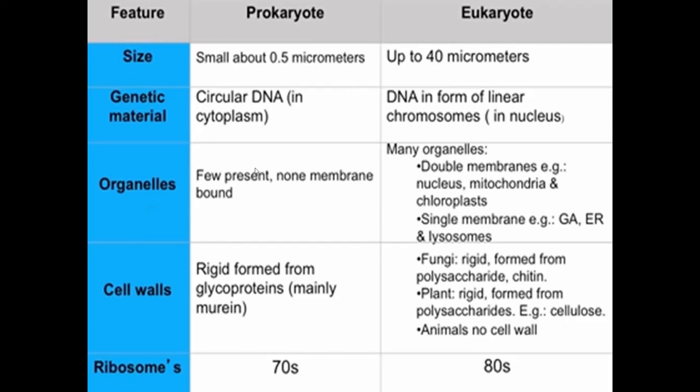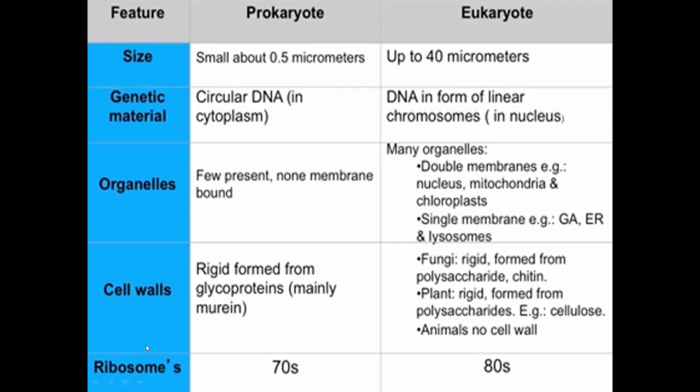Organelles: in prokaryotes, organelles are few in number and we can find only non-membranous organelles. Whereas in the case of eukaryotes, there are many organelles. Double membrane organelles like nucleus, mitochondria and chloroplast are present, and even single membranous organelles like Golgi apparatus, endoplasmic reticulum and lysosomes are present. So here we have seen that in prokaryotes very few organelles are present, and in eukaryotes many organelles are present.